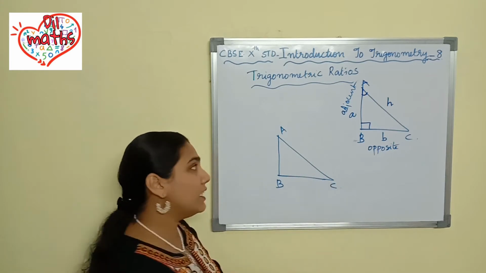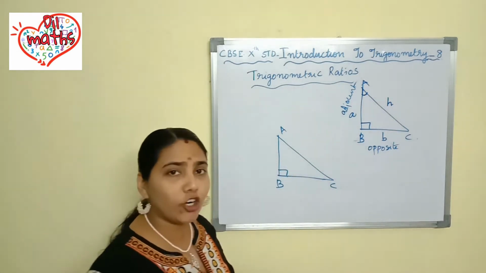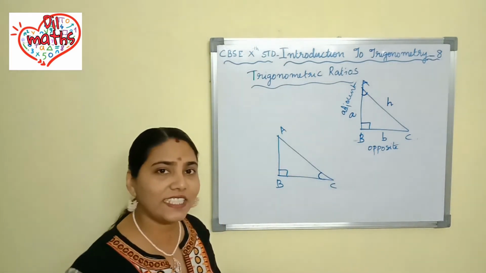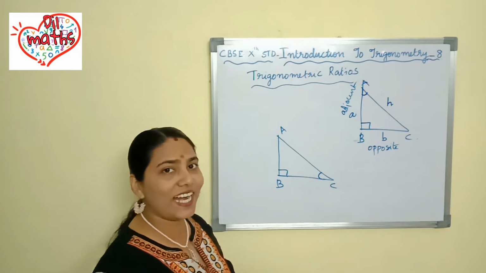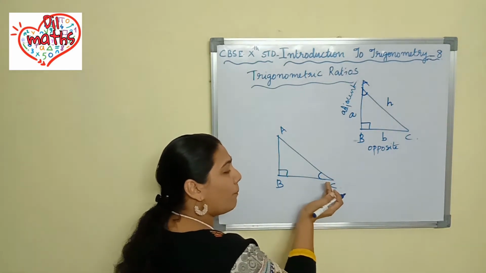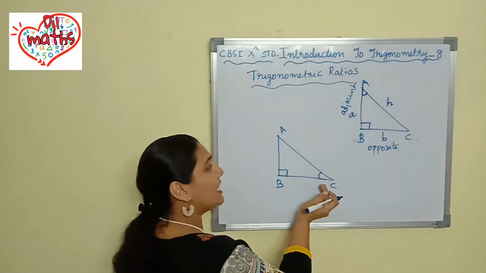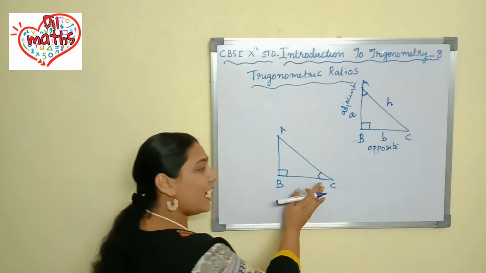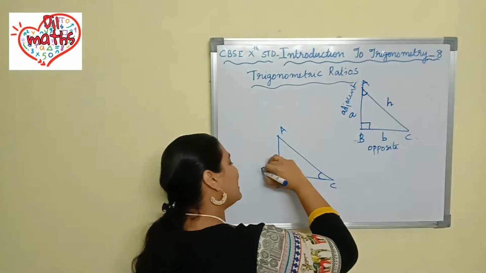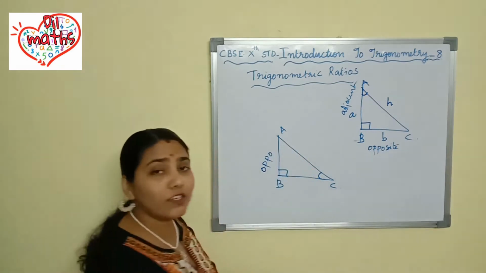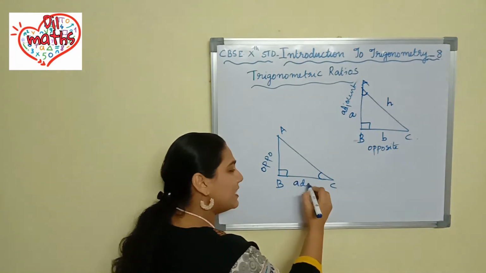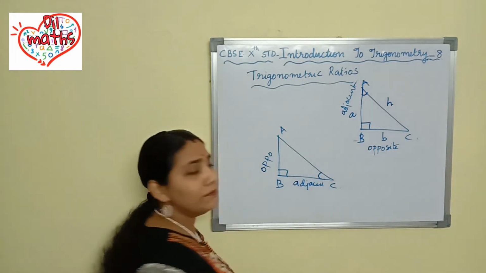Now I am going to take the same triangle ABC. Here I told you that angle B is equal to 90 degrees. Now here I am going to consider angle C. Then what will be the opposite side and what will be the adjacent side? That will vary, isn't it? The side opposite to angle C is what? AB is the side opposite to angle C. So here the opposite side is AB. And which one is the adjacent side? The side near to angle C is called the adjacent side. So here the adjacent side is BC.